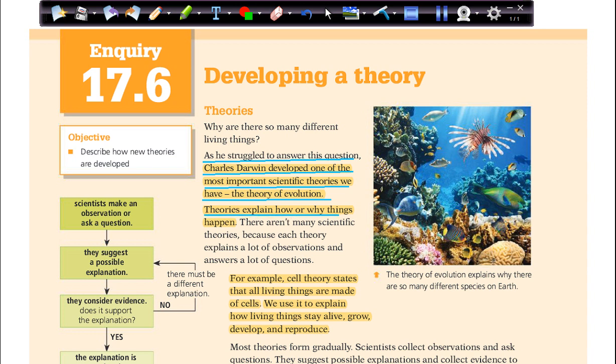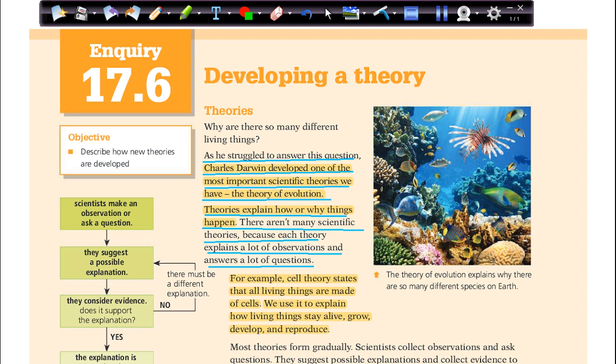Theories explain how or why things happen. There aren't many scientific theories because each theory explains a lot of observations and answers a lot of questions. So a theory is like, if I asked you what you think about something, you will give me your opinion, but your opinion should be based on something scientific. So these are their theories, but they need to explain why things happen.